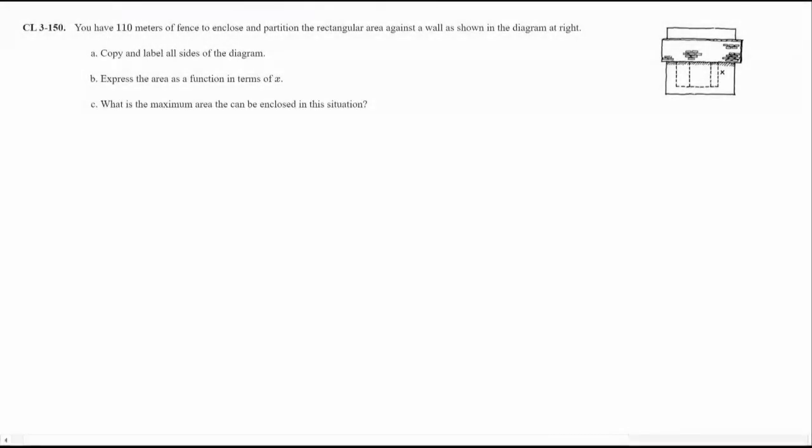So for number 150, you have 110 meters of fence to enclose and partition the rectangular area against a wall, as shown in the diagram to the right. So all those dotted lines over here is our fence. So copy and label all the sides.